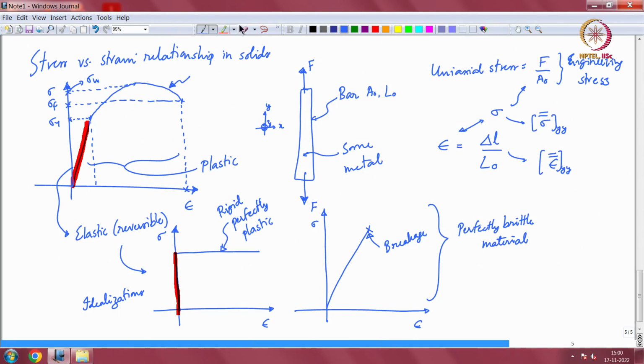Now, depending on how small this region is and how small or large this region is, we can use either this or this to approximate the behavior. Okay. So, that is the basic idea. We will see that these models will come in handy at some point, and we will see how to use them when we analyze stress fields. Okay. So, just something to keep in mind as we go forward.